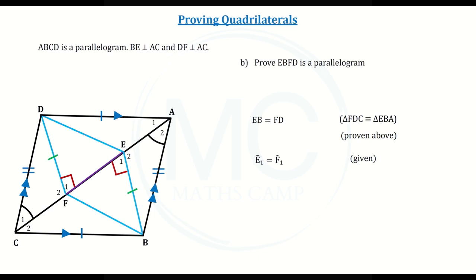Angle E1 and angle F1 are alternate angles, and we know that these angles are equal, which means that FD must be parallel to BE. And as our reason, we say because alternate angles are equal. Now we know that not only is EB equal to FD, but these sides are parallel as well. So we have now proven that EBFD is a parallelogram because one pair of opposite sides are equal and parallel.